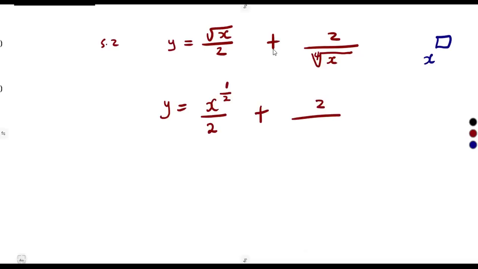Plus, this one is 2 over the fourth root. It means what? Just like the square root, the fourth root, the number inside is 4. So that's x to the exponent of 1 over the number that is inside the root. So here it was a 2. Inside here, there's a 2, which is hidden there.